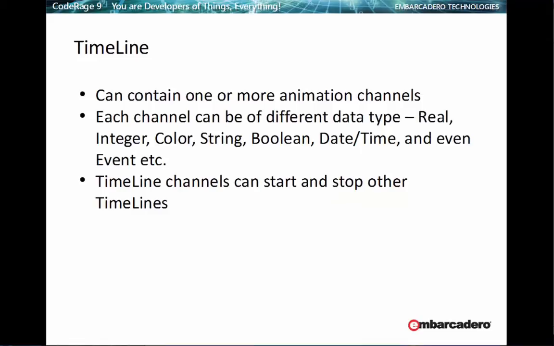The timeline component can contain one or more animation channels. Each channel can be of different data type: real, integer, color, alpha color, string, boolean, date, time, and even event. Timeline channels can start and stop other timelines.